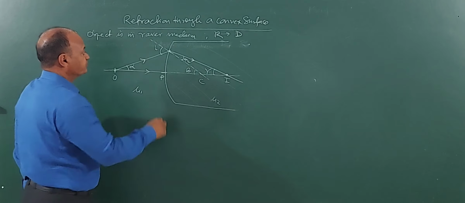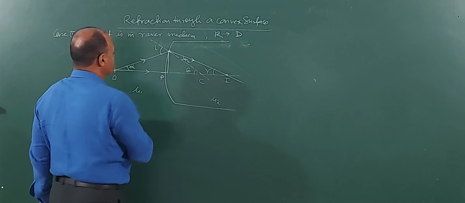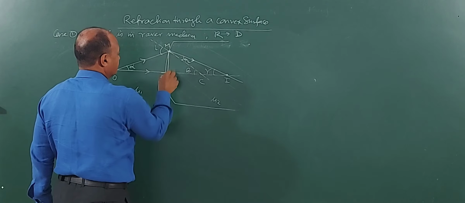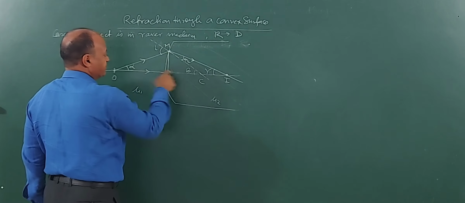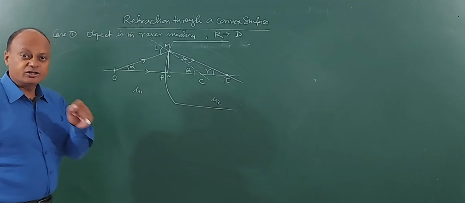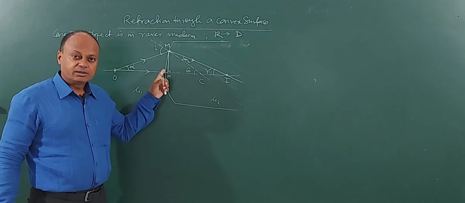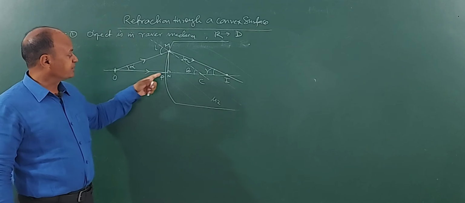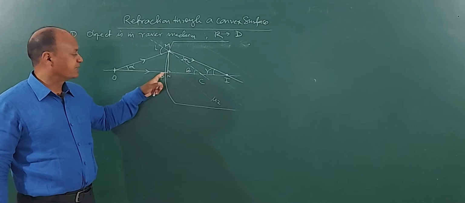Now by convention, all the distances should be measured from the pole. Therefore, what I will do, I draw a normal here. Let us name these points. This is M and this is N. We will draw a normal MN on the principal axis and we will assume that this point N is very close to P. Point N and P are almost coincident, so that instead of measuring from P, I can measure from N, or instead of measuring distance from N, I can measure from P.